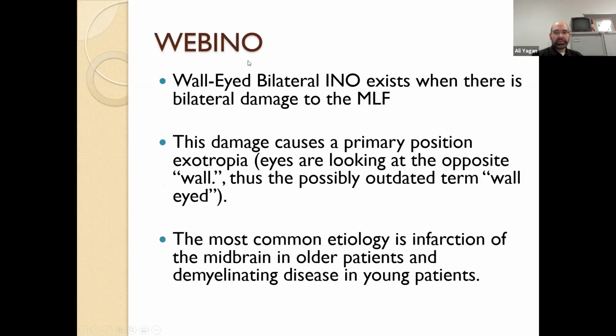Now some fancy ophthalmic abbreviations. So WEBINO, or wall-eyed bilateral INO. So you get an INO in both eyes. So that guy cannot look to the right, and his left eye cannot look to the left. And you get this feeling that there is something like a wall, and that's why we call it wall-eyed. There is a wall between the eyes, so this one does go this way, this one doesn't. Essentially, it's a problem in both MLFs.